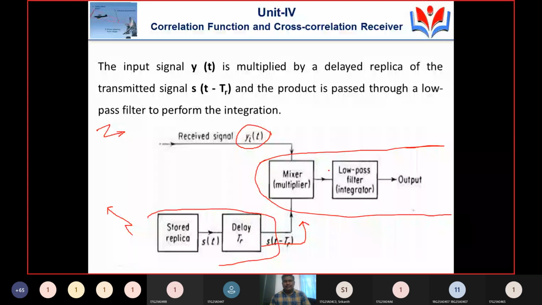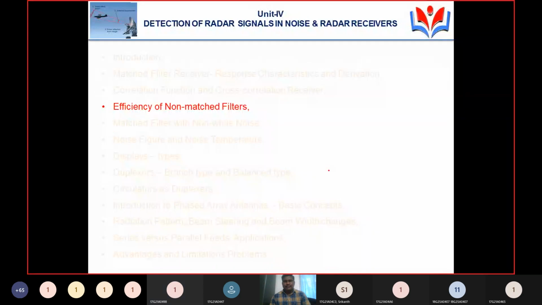Right. The next concept is the efficiency of non-matched filters. Matched filter means what? It should maximize the signal to noise ratio at the output of the filter. It is possible when and only when the two inputs for the matched filter have the same frequency response. That is to say, S of T and H of T: S of T is the received signal and H of T is the filter impulse response. If you take the convolution of those two, we should have the maximum signal to noise ratio. That is possible when these two are replicas of each other.